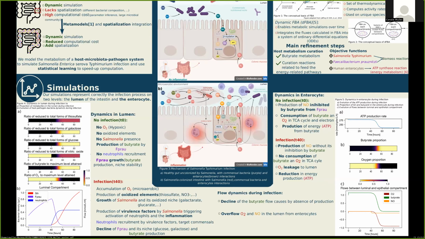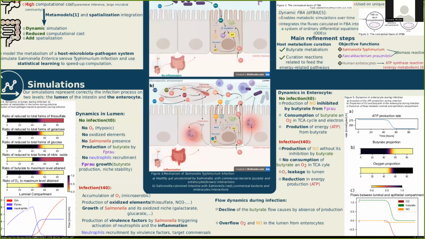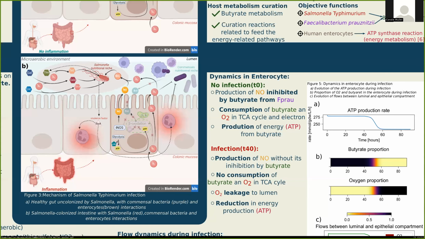When Salmonella infects the lumen, the human system is triggered by virulence factors secreted by Salmonella, causing inflammation and leading to the infiltration of neutrophils in the lumen and the decline of the FPRO population. This implies a reduction of butyrate production and availability for enterocytes. In this situation, the TCA cycle and the ETC activity via butyrate are blocked, and the energy metabolism of enterocytes switches to the secondary pathway.